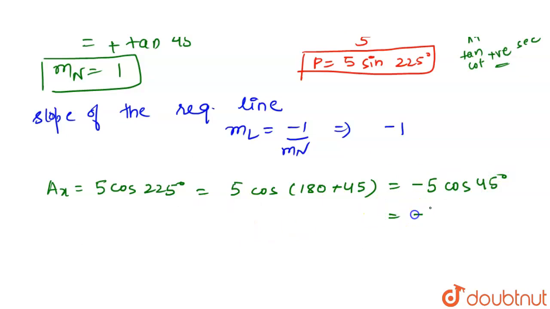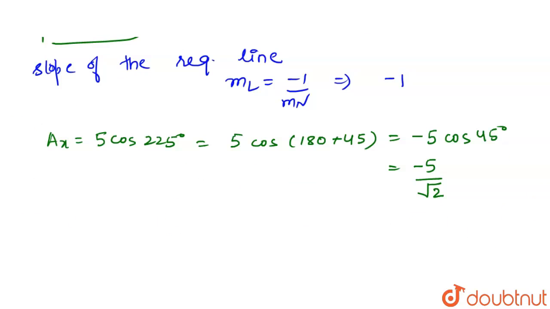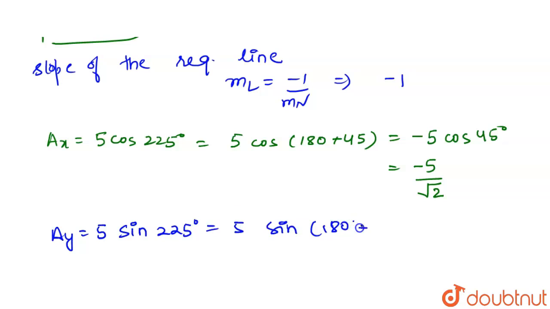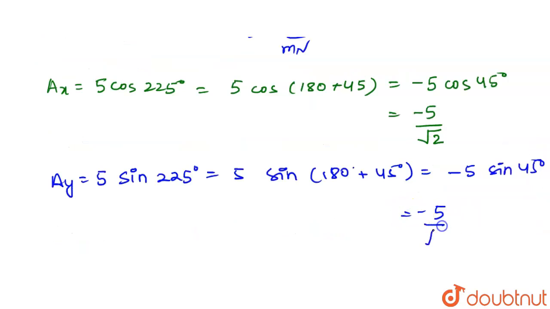And cos 45 is what? 1 upon root 2. That means minus 5 upon root 2 is the x coordinate. Similarly, we will find the coordinate of y. It will be 5 sin 225 degrees. It can be rewritten as 5 sin of 180 plus 45 degrees. This will be equal to minus 5 sin of 45, because this will lie in the third quadrant, and in the third quadrant sine is negative. So here we will get minus 5 upon root 2.